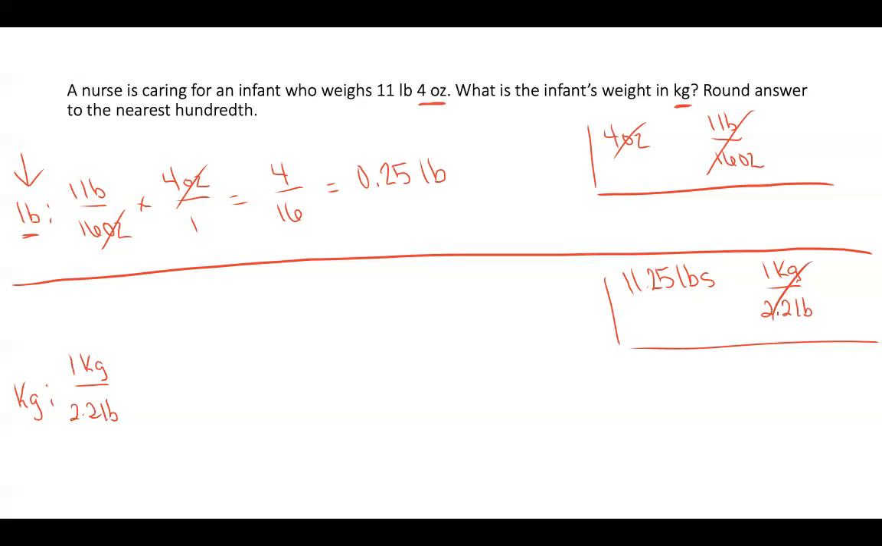Okay. So how do I know what to put next? Well, I have pounds on the bottom here in the denominator. So I need pounds in the numerator. So I come up to my box and I have 11.25 pounds.